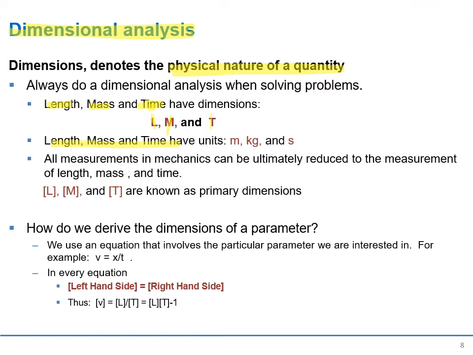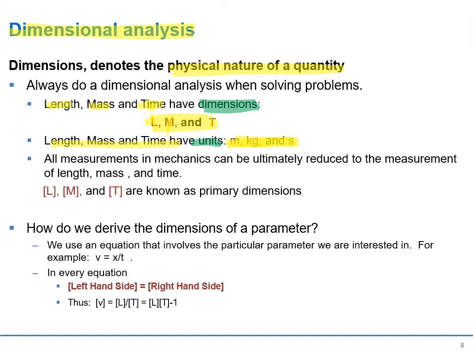Length, mass, time, they have units: meter, kilogram, and seconds. Make sure you don't make this mistake. Mostly students do this. The units for these quantities are meter, kilogram, and seconds, and the dimensions are L, M, and T. So there is a difference between the unit and the dimensions. That's the difference between these two.